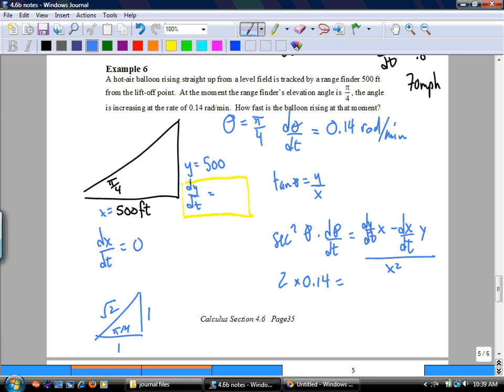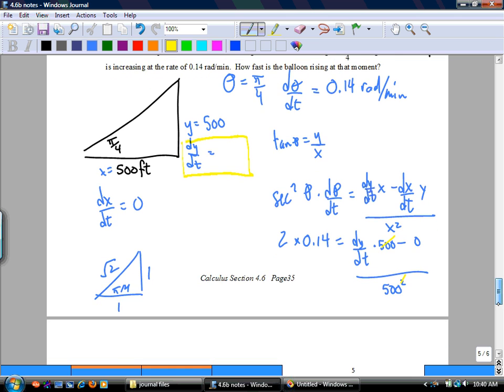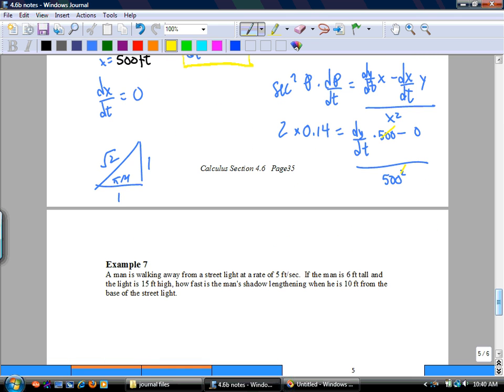What's dy dt? That's what you're asking me to find. What's x? 500. What's dx dt? 0. So who cares about the rest of it? All over x squared. Take the 500 over to the other side while you're here. And you get 2 times 0.14 times 500.